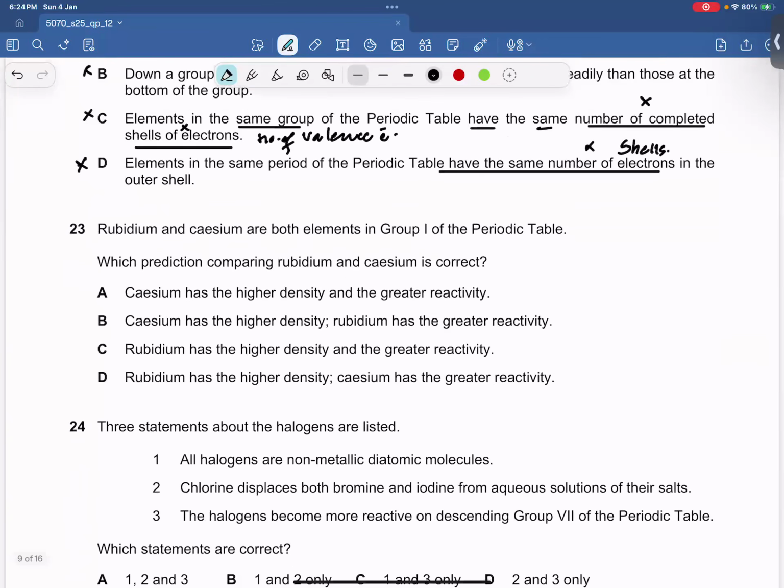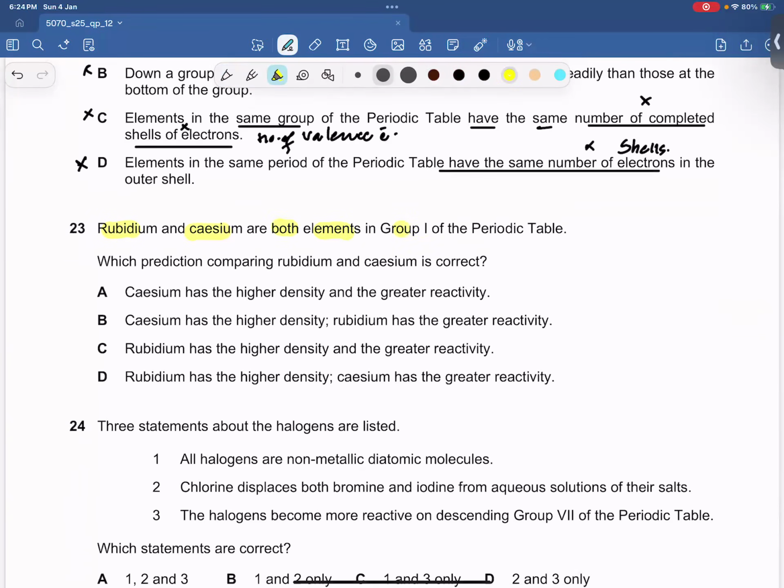Next, rubidium and cesium are both elements in group 1 of the periodic table. Which prediction comparing rubidium and cesium is correct? Cesium has a higher density and the greater reactivity. Down the group, reactivity increases. So that's correct. Density always equals mass per unit volume. Since the relative atomic mass of cesium increases, density also increases. So this is also correct, and most probably A is going to be the right answer.